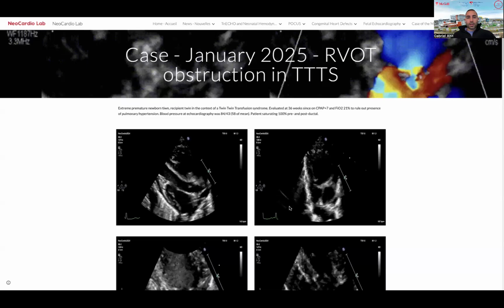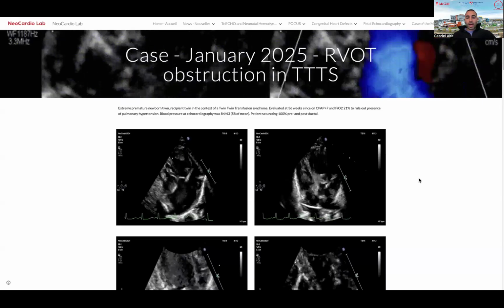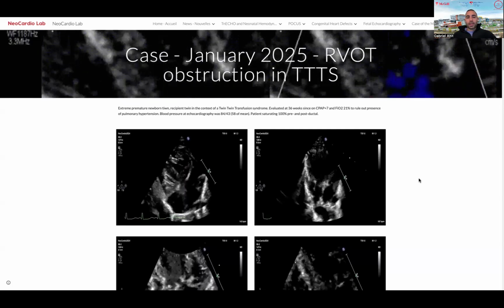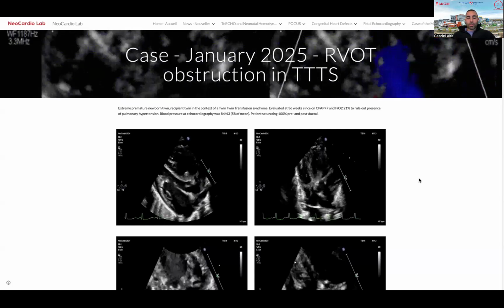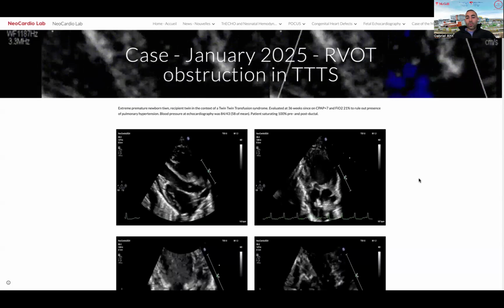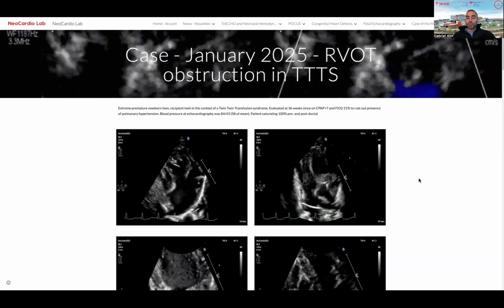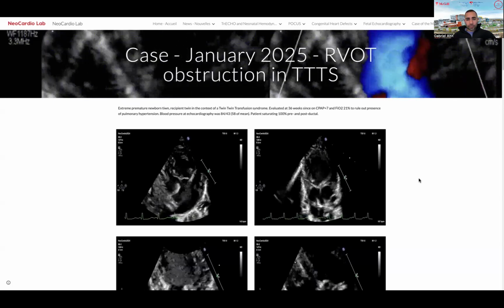I also wanted to review some of the concepts of evaluation of RV systolic pressures and systolic pulmonary arterial pressure assessments in the context of when there are shunts and when there are valvular obstruction or insufficiencies.